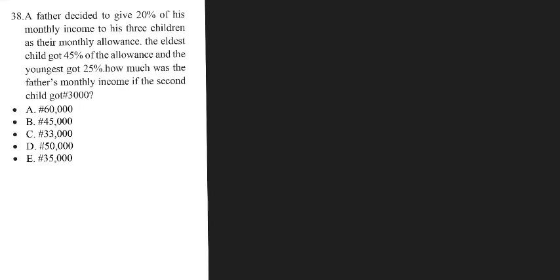Now from the question, we know that the father's income is unknown. We don't know the father's income. So we're going to say let the father's income be Y. The first statement says that the father decided to give 20% of his monthly income, which is Y. So let's make this 20% of Y equal to X. So now this X is 20% of Y.